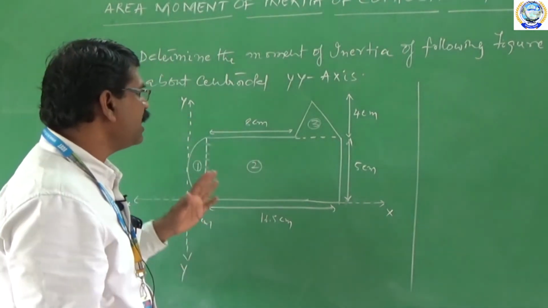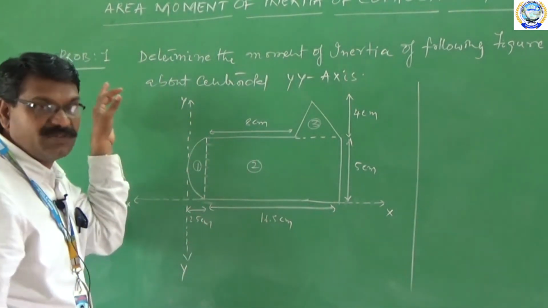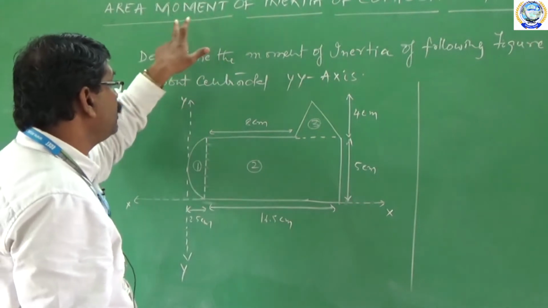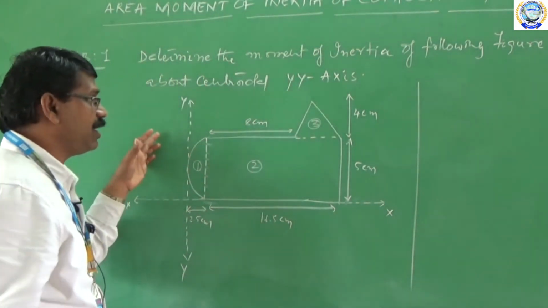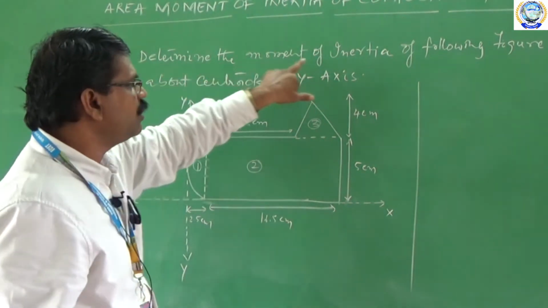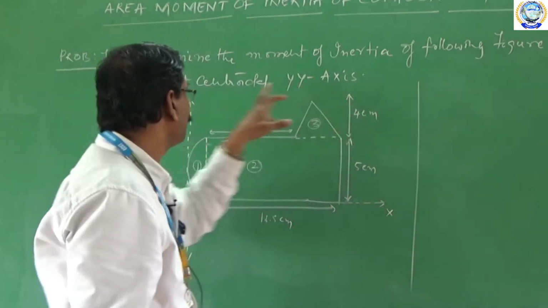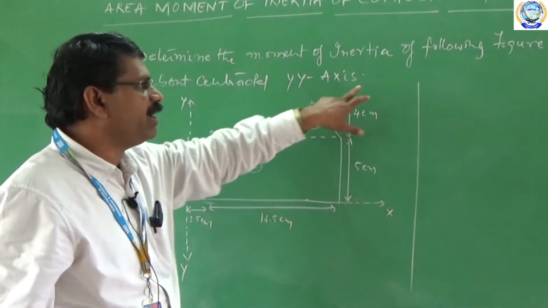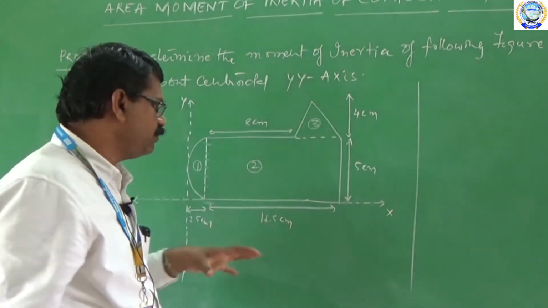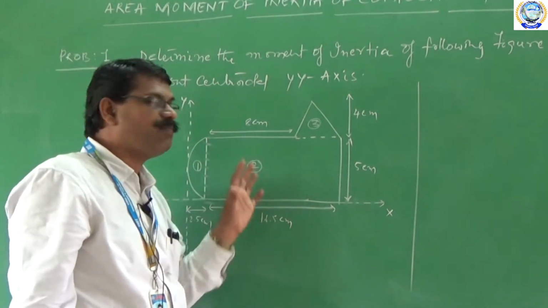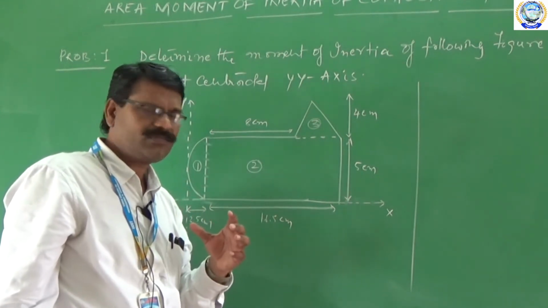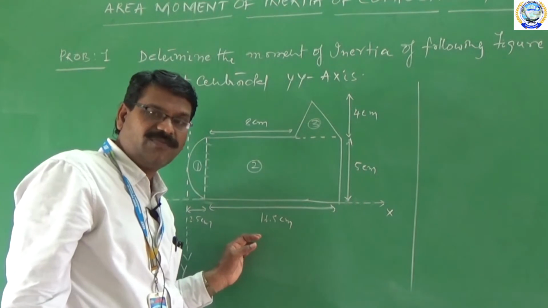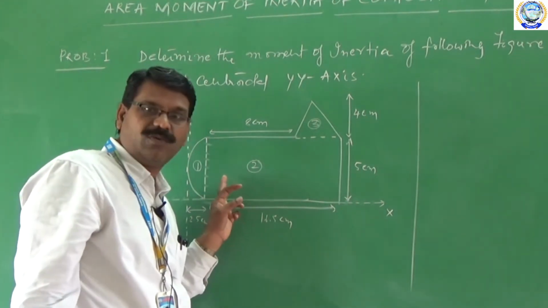Now, if you look at this particular problem, the first problem based on area moment of inertia of composite figures, it is shown like this. Determine the moment of inertia of the following figure about the centroidal YY axis. If you are given a problem like this in the examination, our ultimate aim is to find the area of the given composite figure.